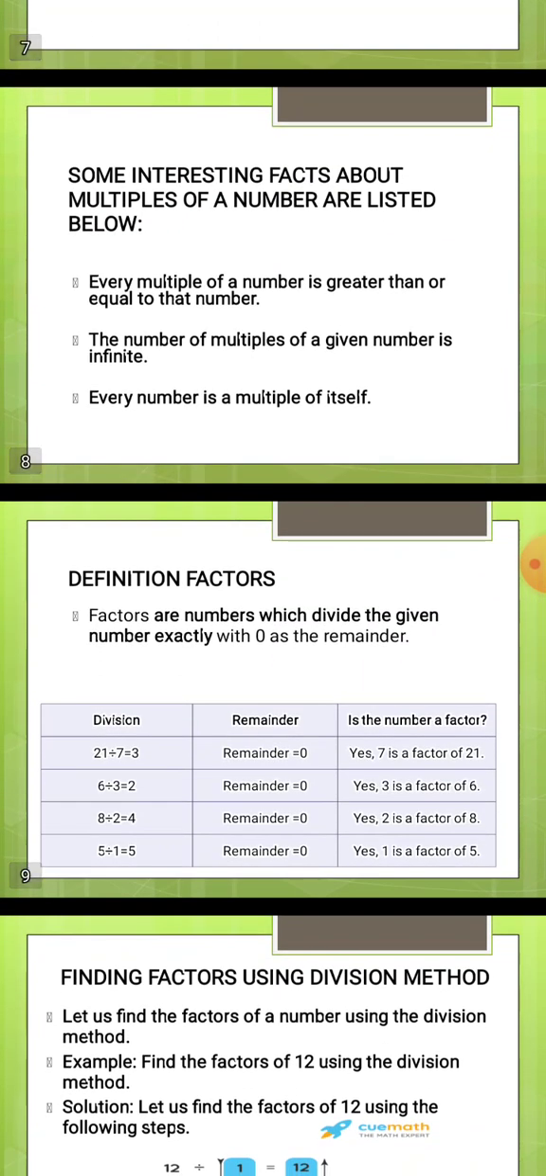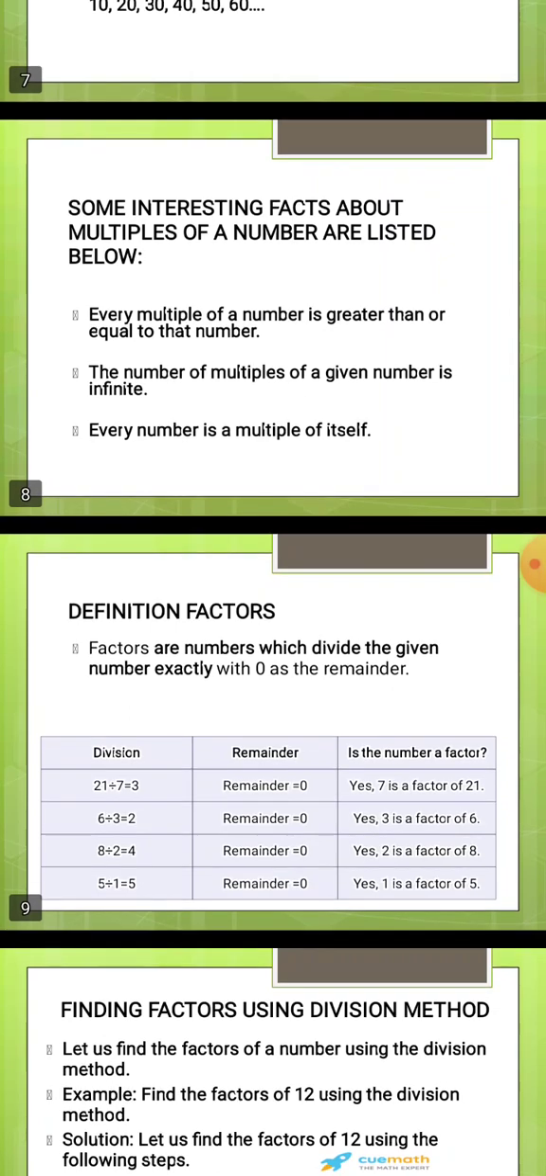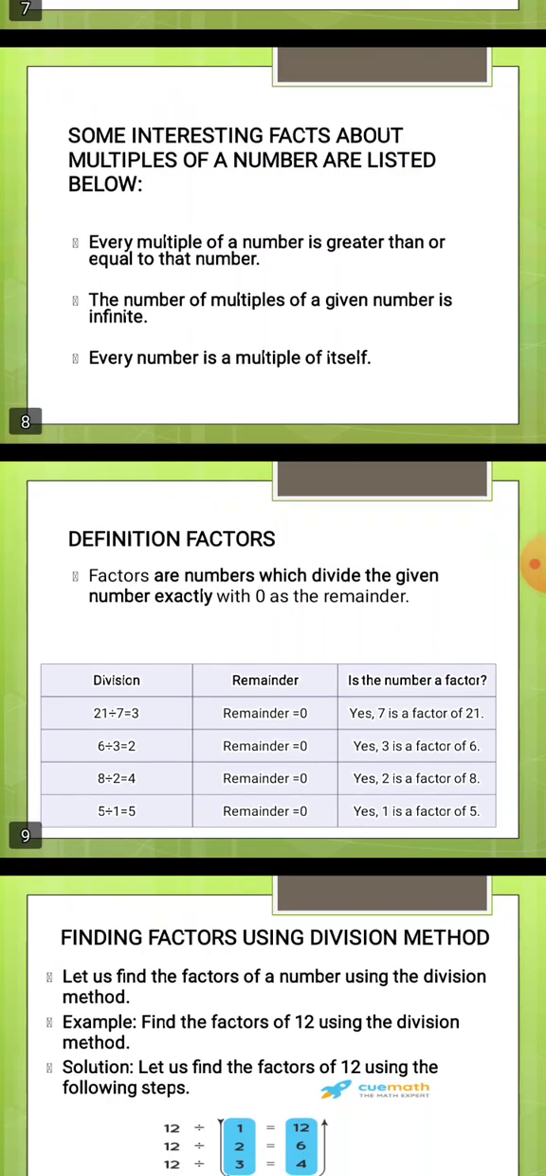Some interesting facts about multiples of a number are listed below. Every multiple of a number is greater than or equal to that number. So whenever you have to find the multiples of a given number, for example, we have taken 5 here, every multiple of a number is either equal to or greater than that number. So here we have taken the example of 5. So 5 is a multiple of 5.